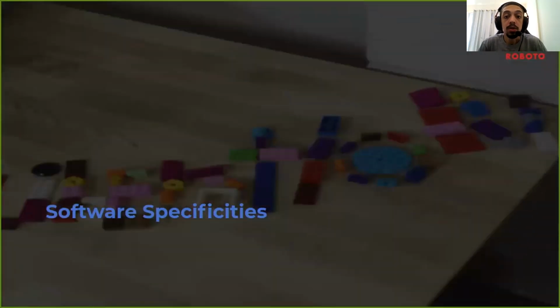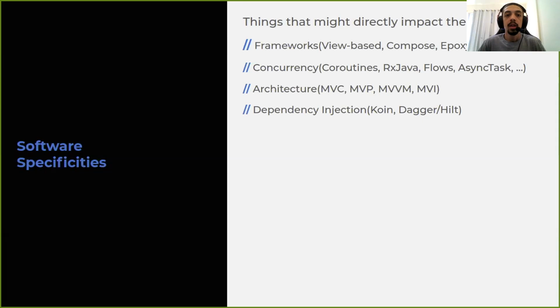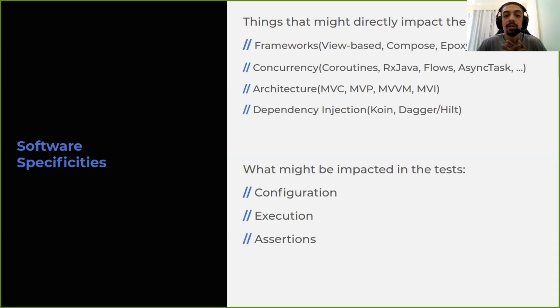Another thing that's very important is to take care about the software specificities. There are things that might directly impact the way you will implement your test. If you have a different framework, or if you choose a specific concurrency approach, depending on how your architecture is structured and how your dependency injection is implemented, you might have things that will differ in the way you implement your tests.